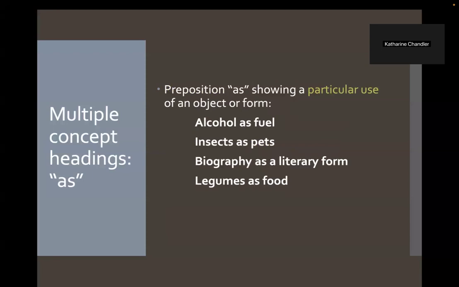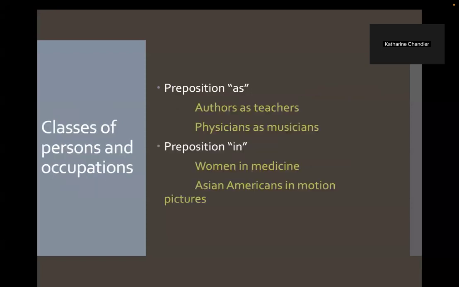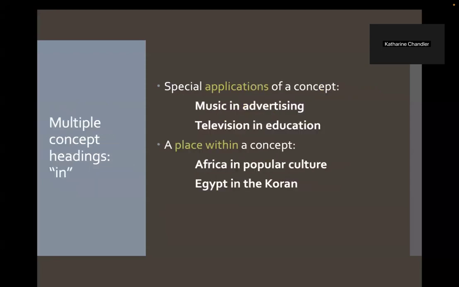The preposition as can show a particular use of an object or form, like alcohol as fuel, insects as pets, biography as a literary form, or legumes as food. The preposition as can be used like authors as teachers, physicians as musicians, or the preposition in, like women in medicine or Asians, Americans in modern pictures, motion pictures.